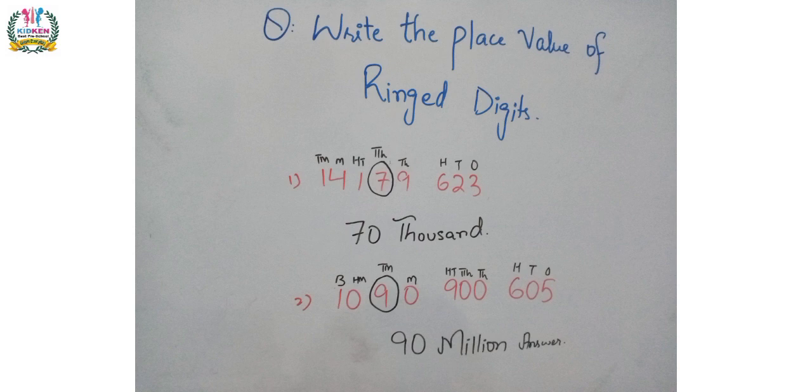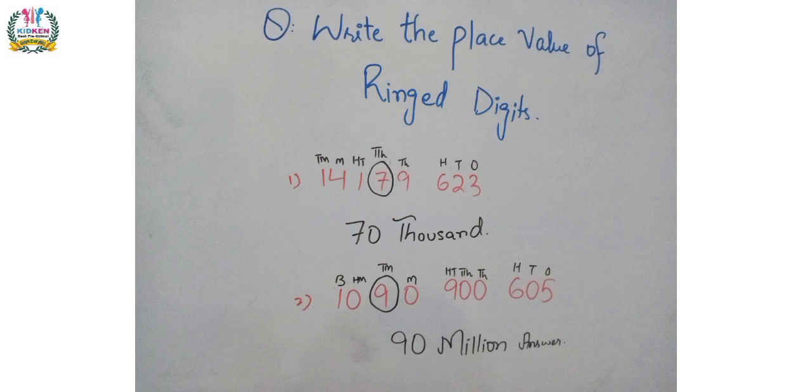Number one part is 14179623. For better understanding, I can write the place values of these digits, and one of the digits has a ring, which is the number 7. Simply, we count the place values from right hand side to left hand side. So start counting. 3 has place value ones, 2 has place value tens, 6 has place value hundreds, 9 has place value thousands and 7 has place value 10,000s. So the 7 has place value 70,000. This is the final solution of part 1.